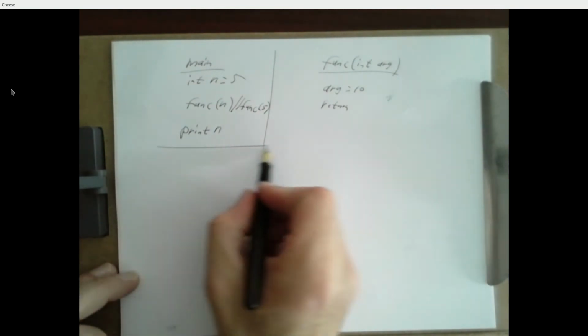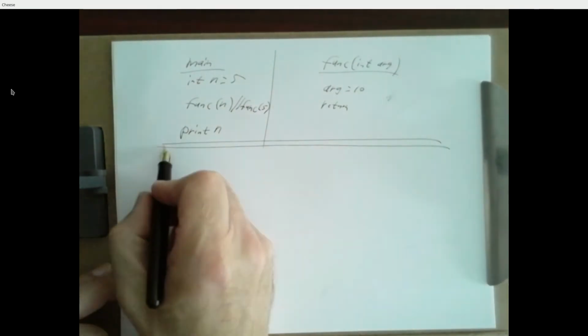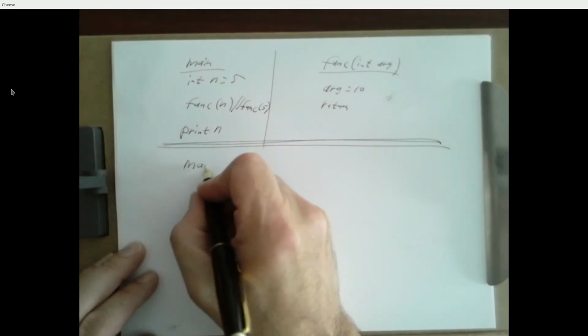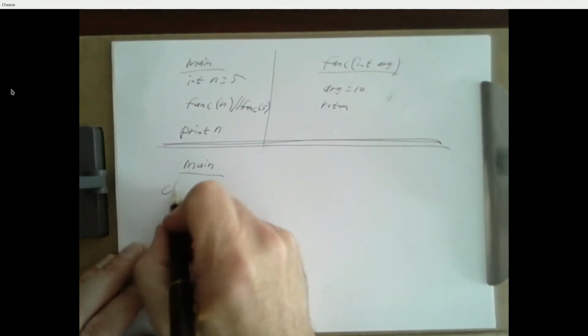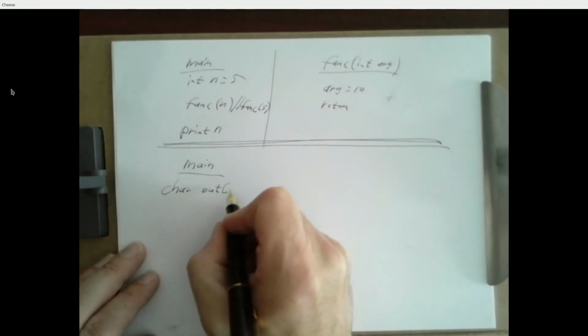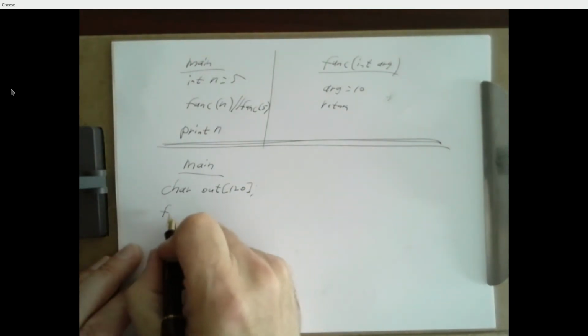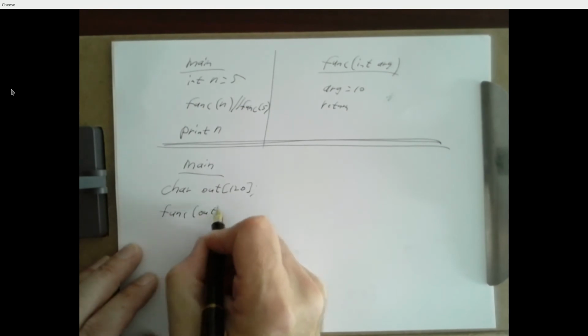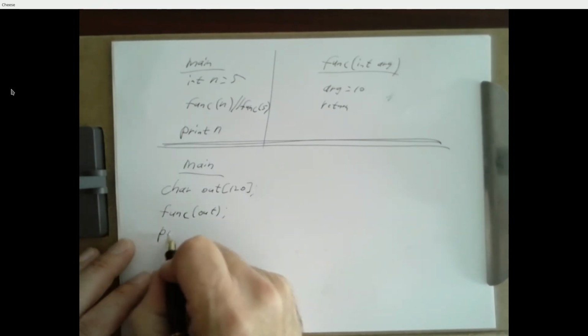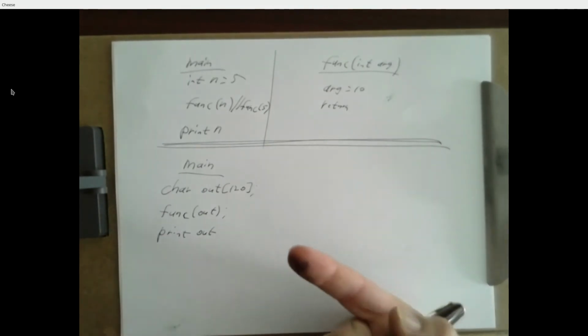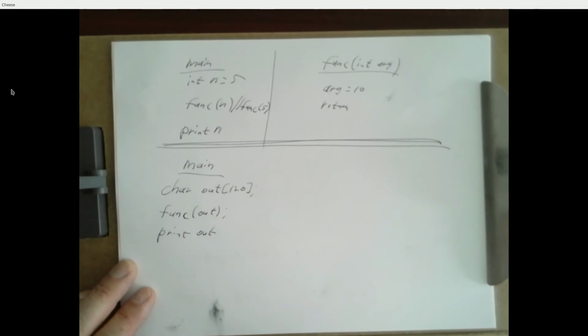But I'm making a liar out of myself, it seems, because I'm asking you to do this in your ODP. So here's what we have. Here's your main program. Here's your character array. Let's say it's 120. And we're going to call our function. We're going to pass it that string out, and then we're going to print that string out. And the claim is that somehow our function is going to be able to change what this string looks like.